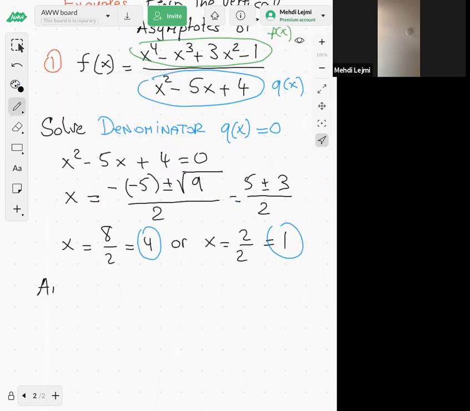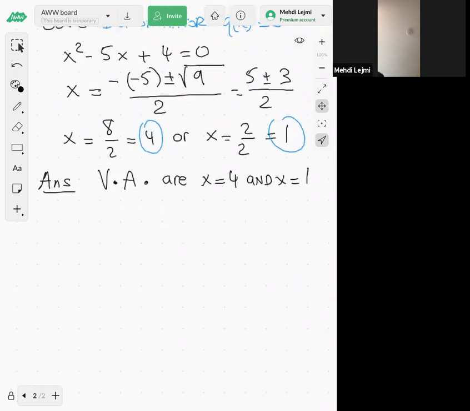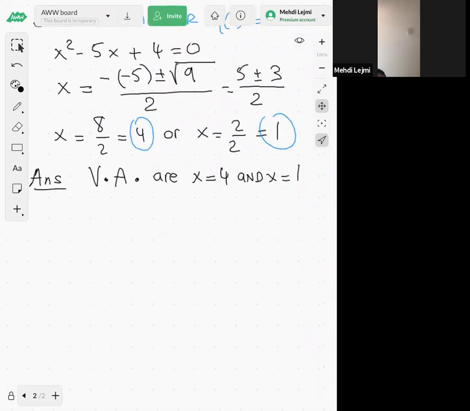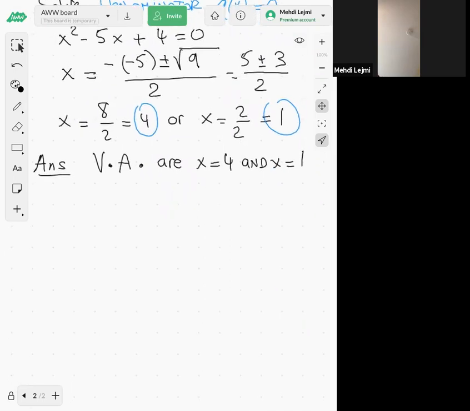So the final answer: my vertical asymptotes, my VA, are x equal to 4 and x equal to 1. Okay. So what does it mean that x equal to 4 and x equal to 1 are vertical asymptotes? What does it mean for the graph? Of course, I'm going to explain this later when I show you the general steps to graph rational functions.